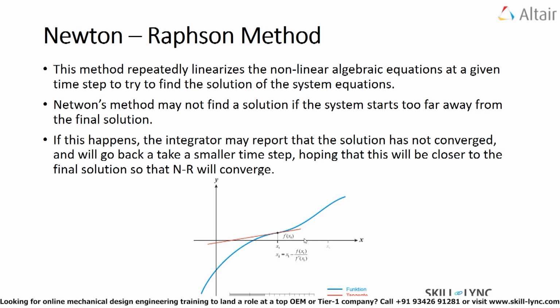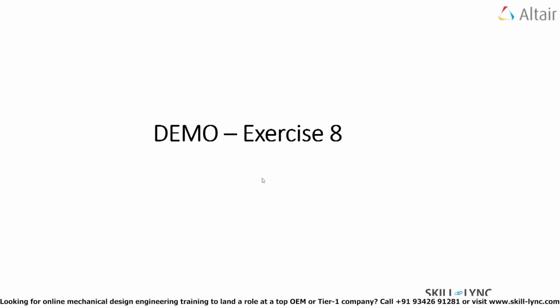If this happens, the integrator may report that the solution is not converged and will go back and take a smaller time step, hoping that this time it will be closer to the final solution so that the Newton-Raphson method can converge. Okay, now I'll give you a quick demo on exercise 8.